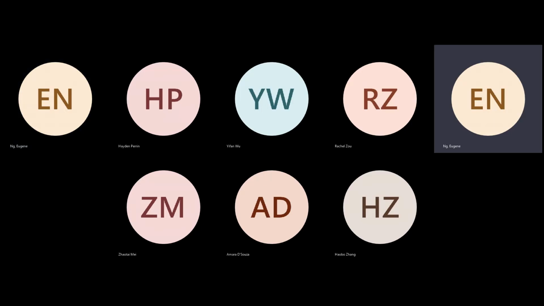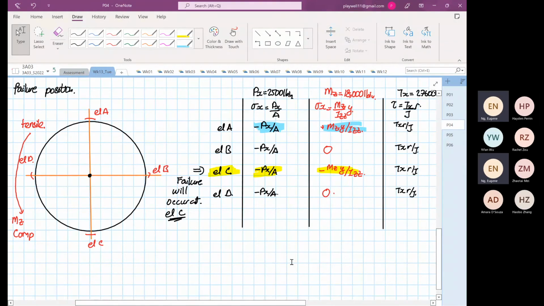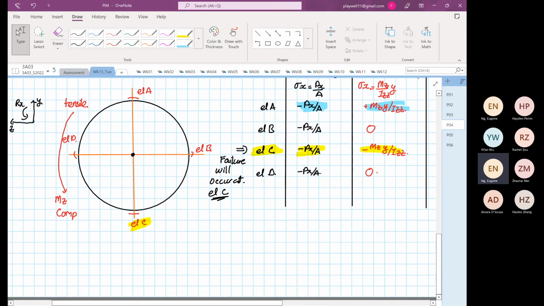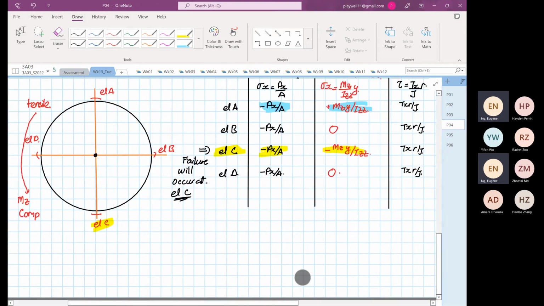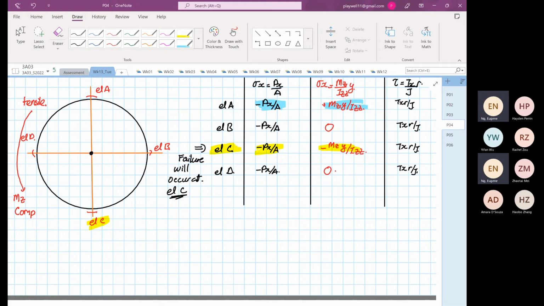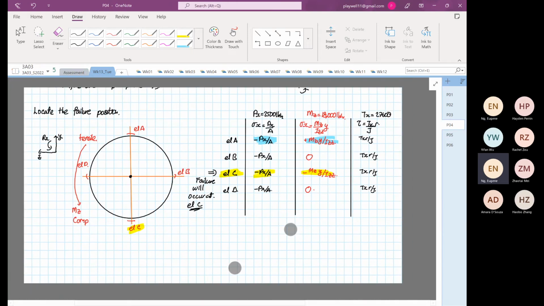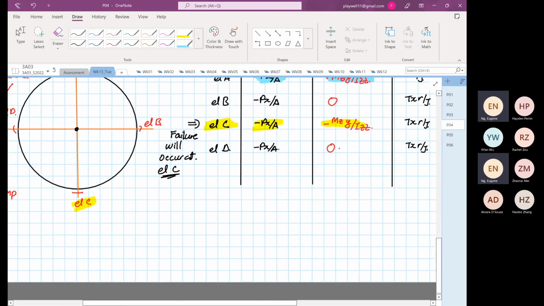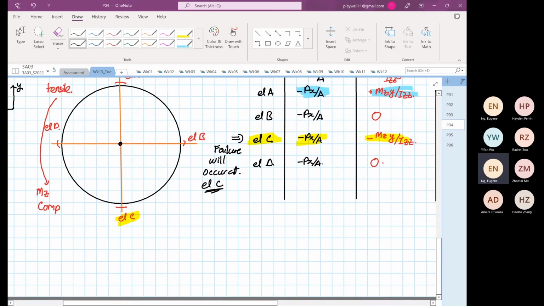Okay. So before the break, we found that the most critically loaded is element C. So now we are going to construct element C. I'm going to use this small space. We're going to construct the stress state of element C.